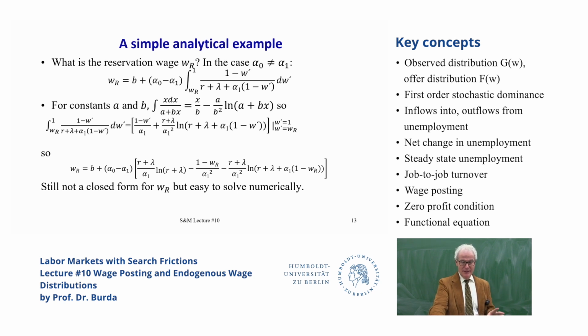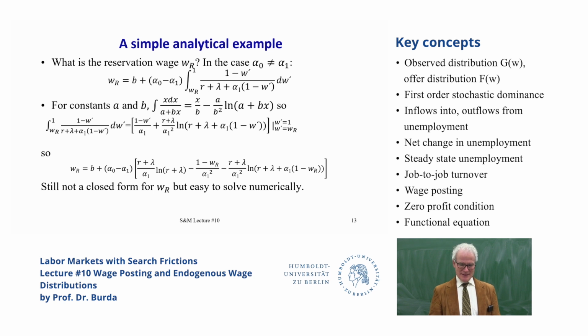Usually you have to ask your computer, plug in a distribution, and let it do some numerical approximation, numerical solution. But in this case, you can actually solve for it, and it looks beautiful, right? It's got a little bit of a logarithm in there. But why is that? Well, it's because you have to do integration by parts to get the answer. And integration by parts always involves integrals of things like 1 over x, 1 over w. So that looks like a log function. And anyway, it's still not a closed form for WR, but it's easy to solve numerically.